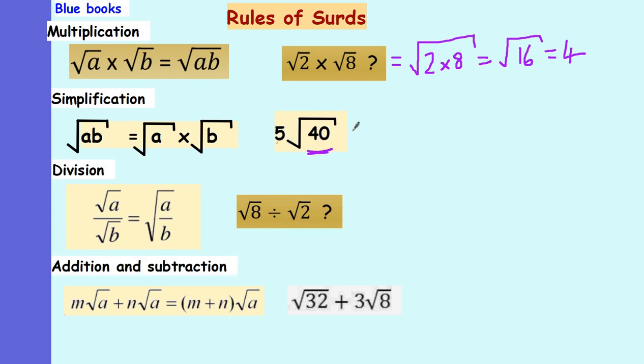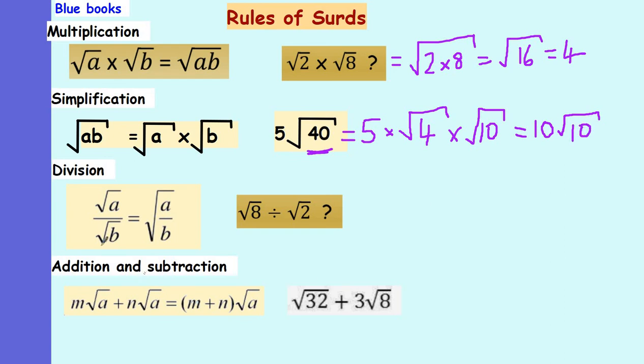For example, 5 square root 40, I could write as 5 times the square root of 4, because 4 is a square number, times the square root of 10. I've split up 40 into its two factors, 4 and 10, and found the largest number that's a square number and a factor of it. 5 times the square root of 4 is just 5 times 2, which then gives me 10. So I've got 10 lots of the square root of 10.